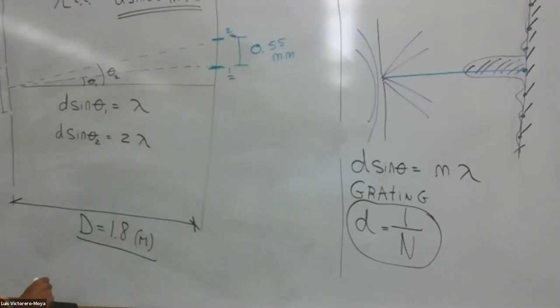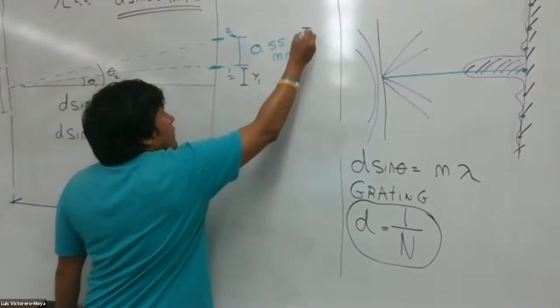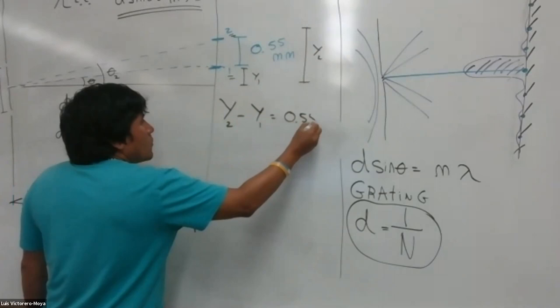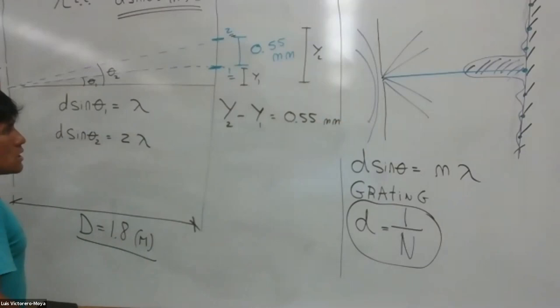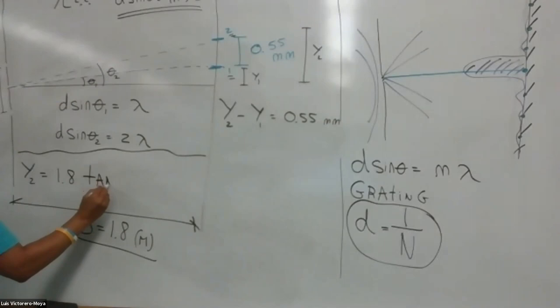But I have this, and let's take a look. I can find this, let's call this Y1, and I can find Y2. Y2 minus Y1 is 0.55 millimeters. How do I find Y2? Using this D. Y2 is equal to 1.8 tangent of theta 2. And Y1 is 1.8 tangent of theta 1.